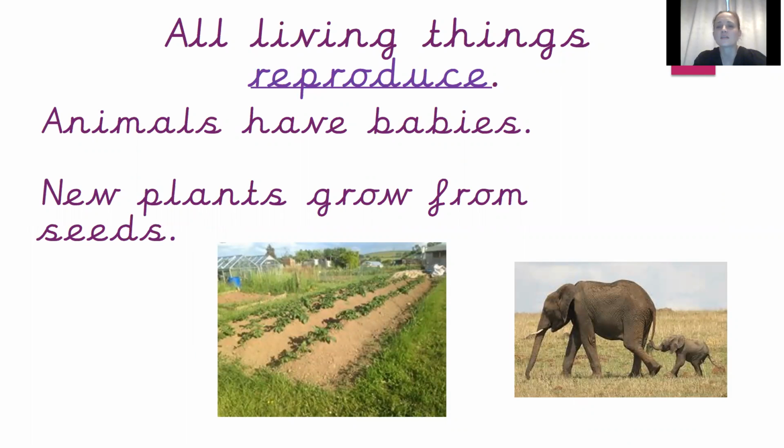All living things are able to reproduce, which means they are able to make more of them. So animals have babies, which is their way of reproducing. And new plants grow from seeds. So they are able to reproduce from the seeds that are planted into the ground and then make more of that plant.